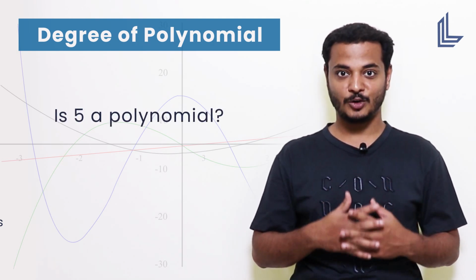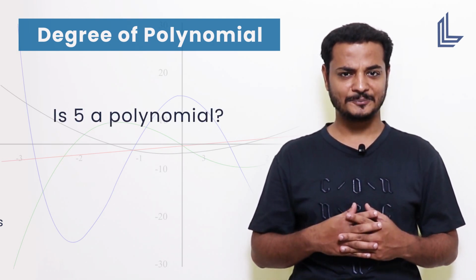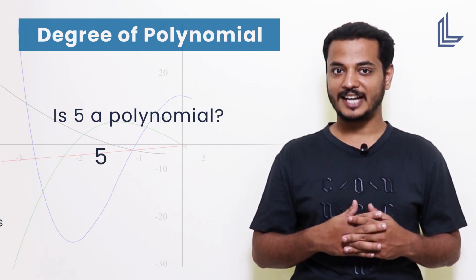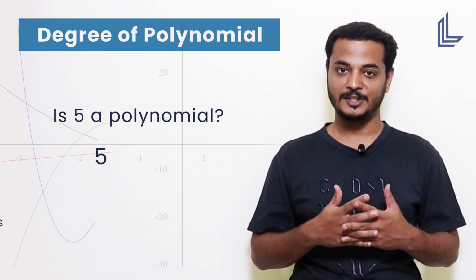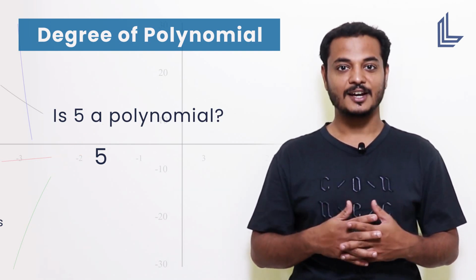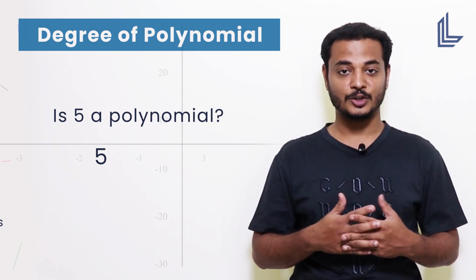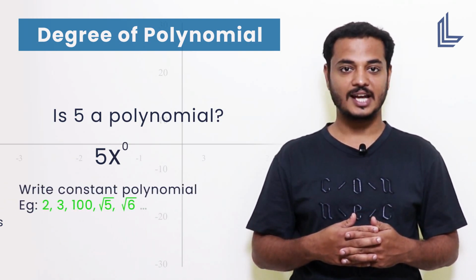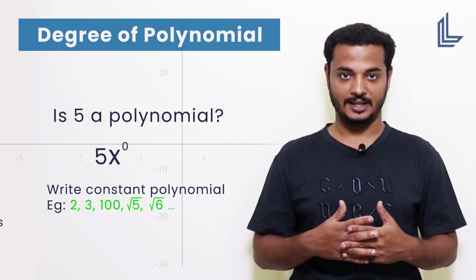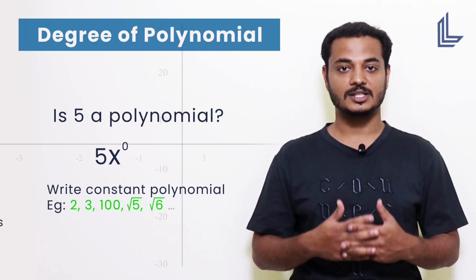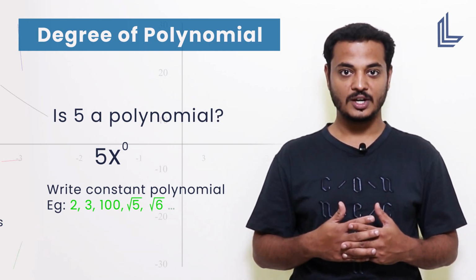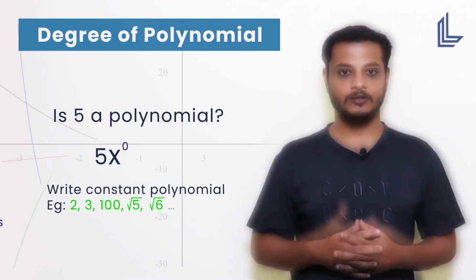Now try to answer this simple question. Is 5 a polynomial? Think about it. If you think about it, you can see that 5 can be written as 5x to the power 0. Which means we can call 5 a polynomial of degree 0. In fact, if you just have a constant term and nothing else, you call it a constant polynomial. A constant polynomial 0 is known as a zero polynomial.